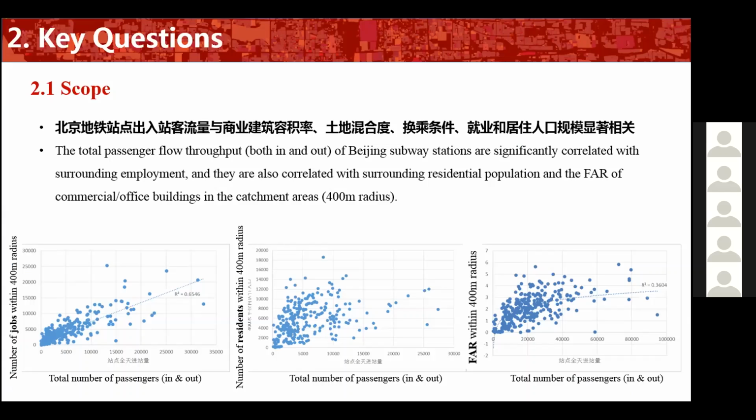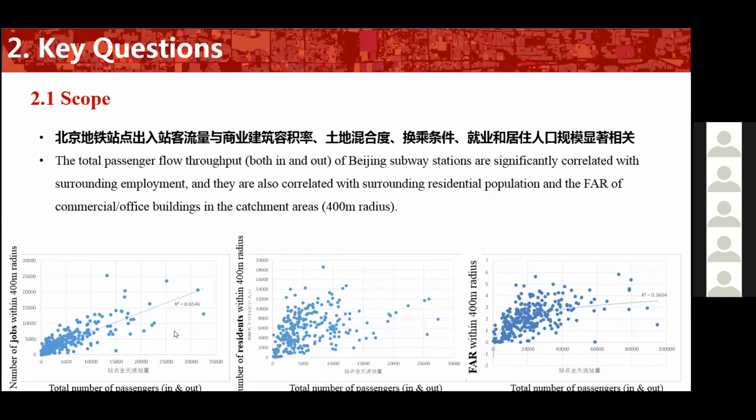We use the data with 400 meters radius. The left chart shows the correlation between the total number of passengers, on the X-axis, and the number of jobs within 400 meters radius, on the Y-axis. So we can see a linear correlation between the 2 factors.